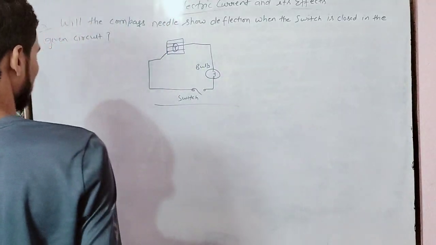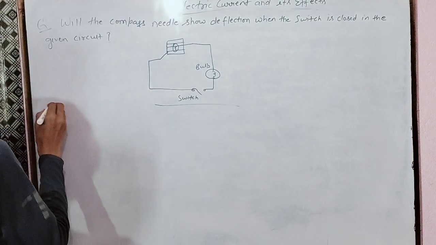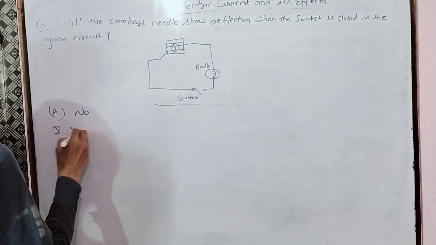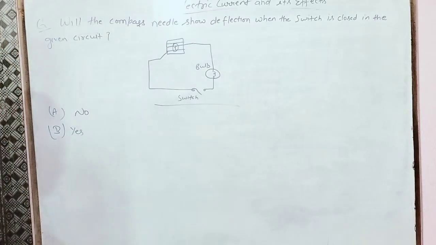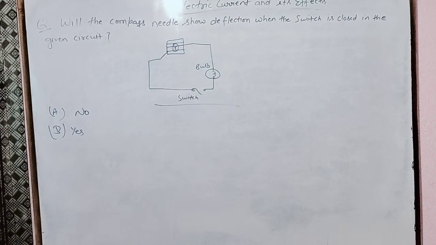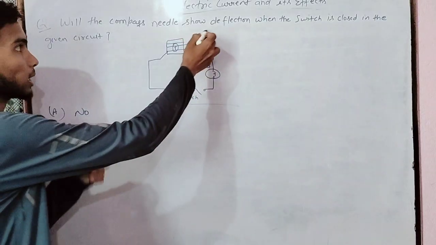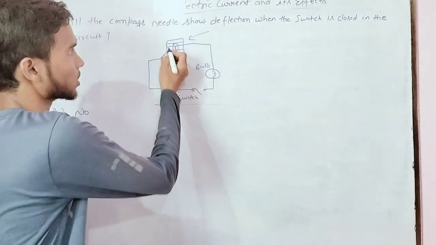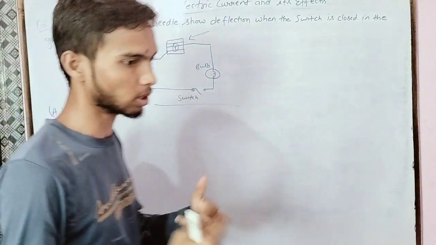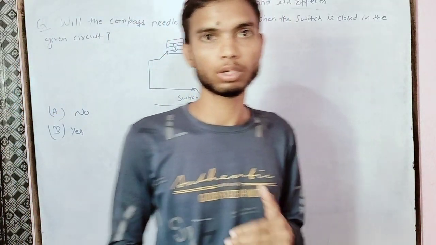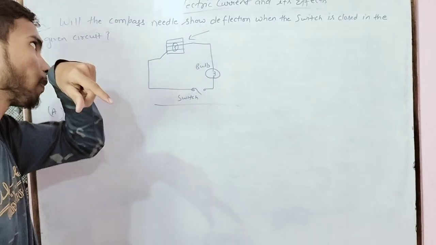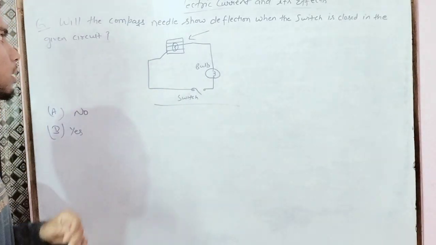We have this figure. Here, this is the magnet. This is the magnet. This is a wire which is enclosed with the magnet.